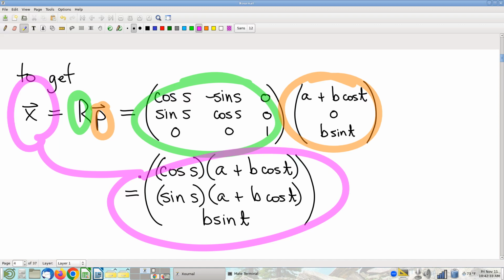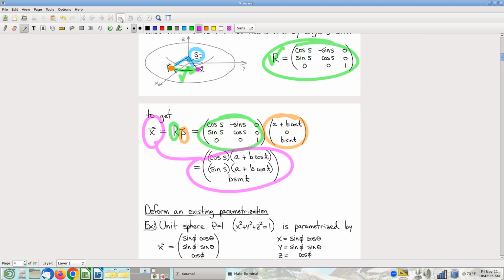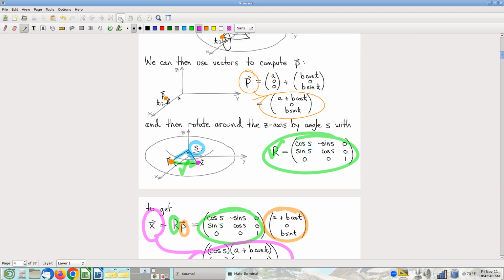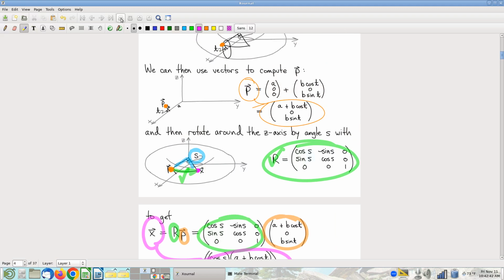Okay. Now, the particulars of this example, the actual particulars of the rotation and the vector addition and all that stuff, that's all specific to this example. Of course, make sure that you can do that. Those also are tools that I expect you to have in your toolbox.